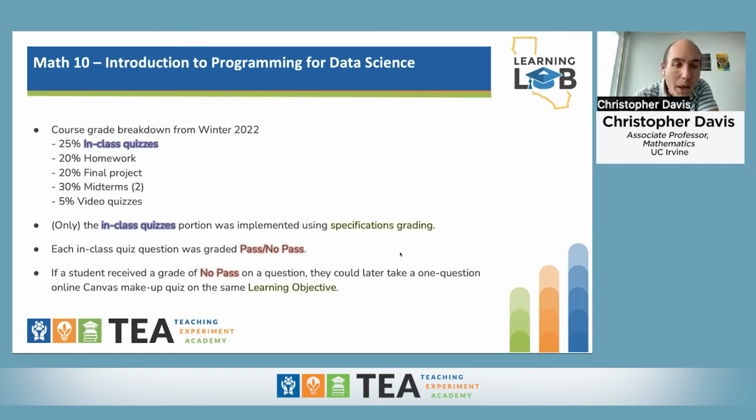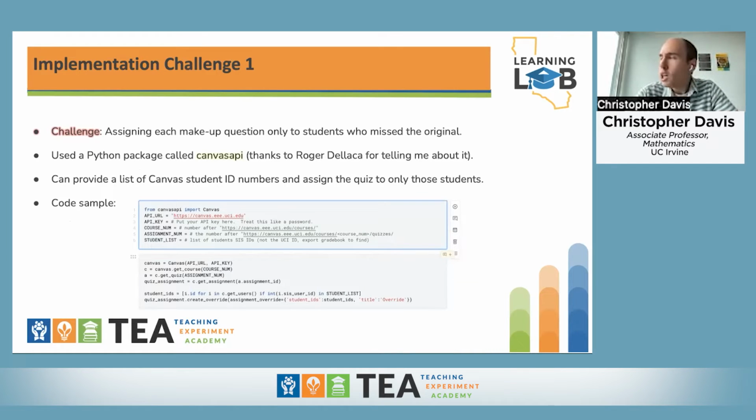Okay, implementation challenge 1 was that my teaching assistants always did a very good job of getting me a nice detailed spreadsheet that told me exactly which students need to retake which questions. So having the overall score of 2 out of 3 wasn't good enough. I needed to know question 1, question 2, question 3, did they get 0 or 1 points? But then once you have that list of students who need to take the Canvas quiz, I'm convinced there's no easy way to assign the quiz to just those students.